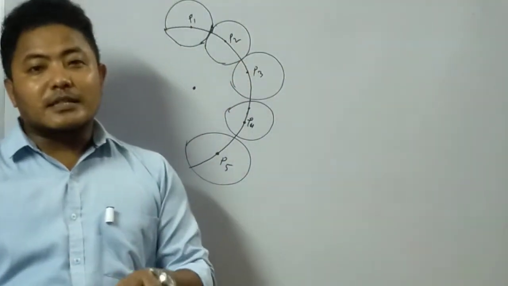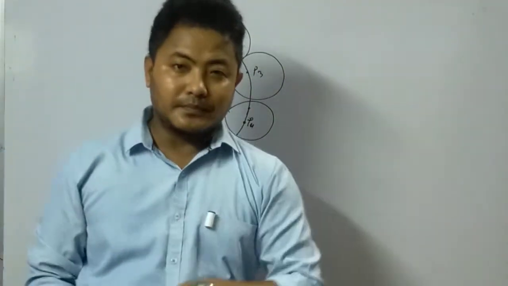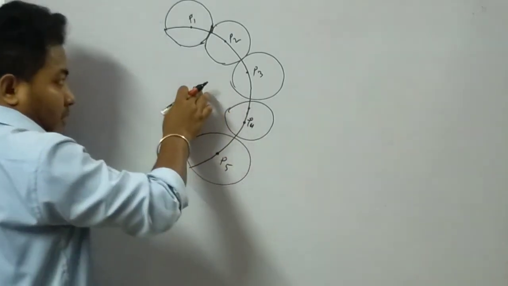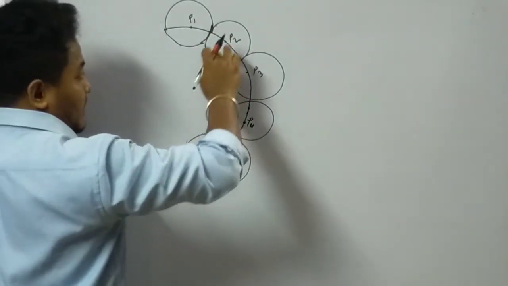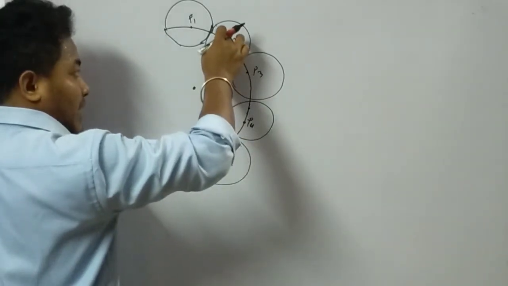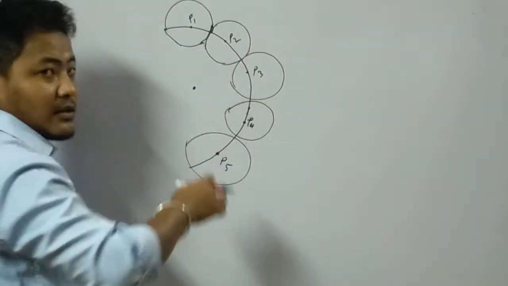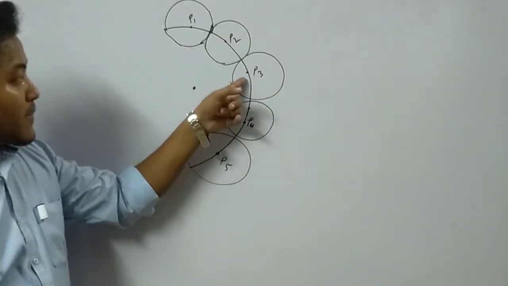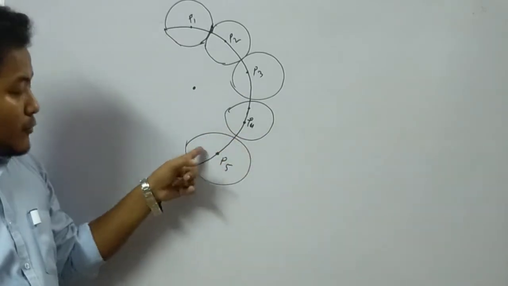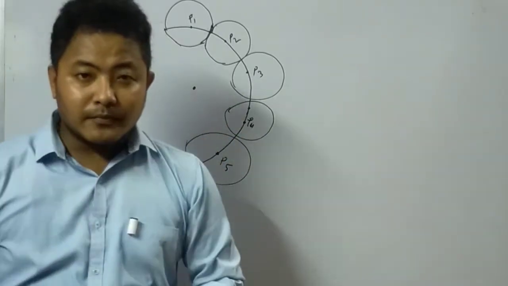Now, the second point: the speed of the particles in the medium is the same. That means the speed of this particle from here to here is the same. That means the time this particle will take to reach here will be the same as for this particular point. Are you getting my point?